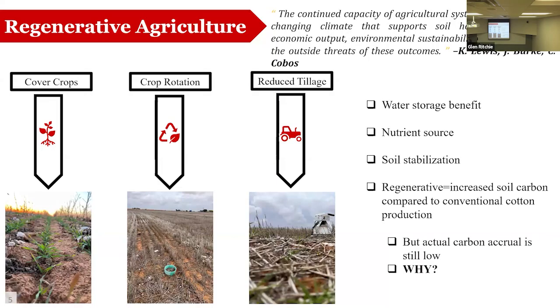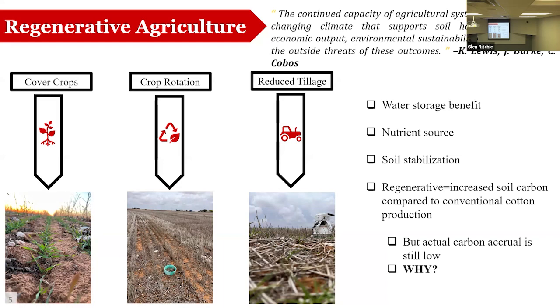So getting into regenerative agriculture and what it looks like for our region, when we started out, we didn't really have a definition for this project, but Dr. Lewis, Dr. Burke, and a fellow PhD student in the program, Chris Kobos, came up with a definition of regenerative agriculture specifically for our region. And that definition was the continued capacity of agricultural systems to function in a changing climate that supports soil health, communities, economic output, environmental sustainability, and resilience to the outside threats of these outcomes. So when we say regenerative agriculture, we consider that to be anything that contributes to those outcomes.